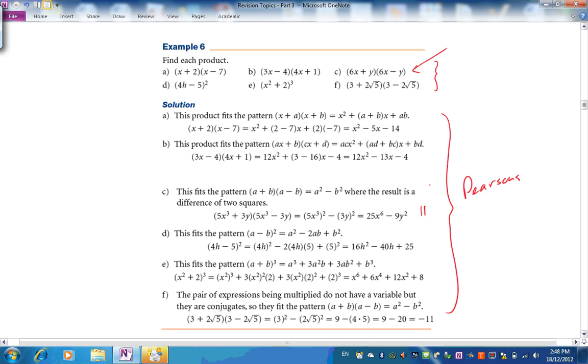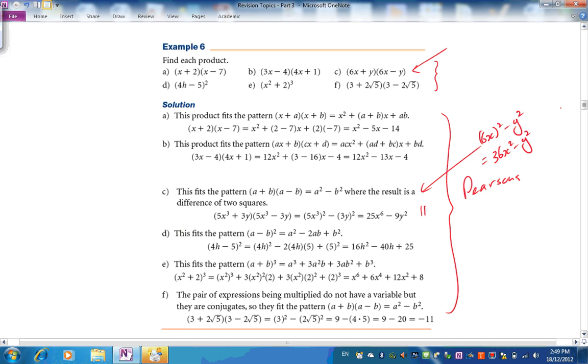Let's have a look at putting in a different answer here. 6x plus y by 6x take y will be the first one squared minus the second one squared, which is 36x squared take y squared. So Pearson's put in the wrong problem there.